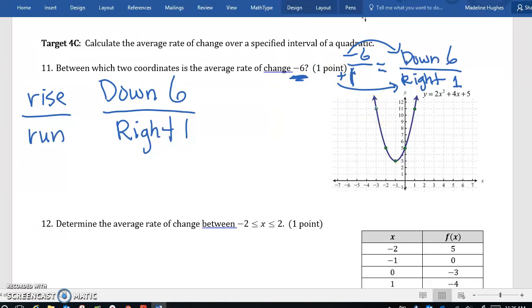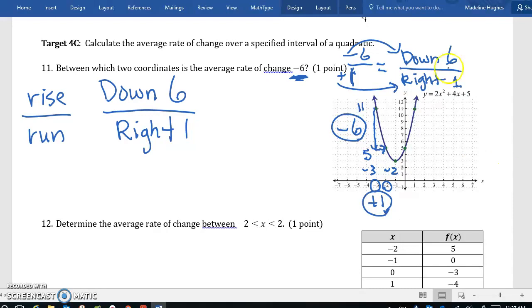This first point here. To get to the next point, I go down, and I'm starting at 11, and it looks like I'm ending at 5, so that's -6. From 11 to 5, we have to subtract 6. That's looking pretty good so far. And then to go over to that point, that's from -3 to -2, so I'm just adding 1 to that. So that's going right 1. And this is exactly what we want. So from that point, down and over to the right is the average rate of change of -6.